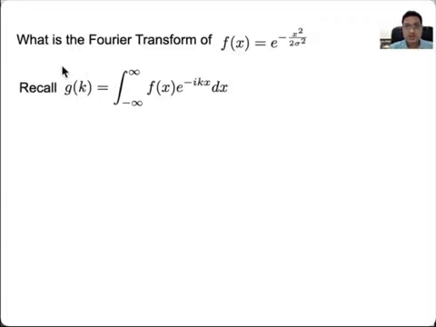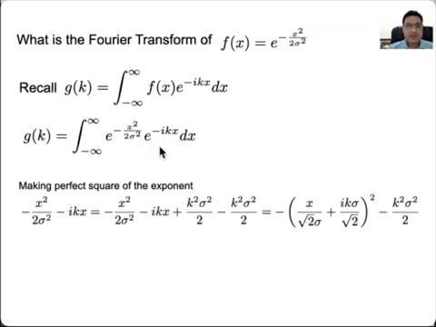Okay, so this is the definition of your Fourier transform. We know the value of f of x, so we can substitute the value of f of x here. Now I can collect all the exponents. So what I got is minus x square over 2 sigma square minus ikx. Okay, so what I can do is make a perfect square, by adding and subtracting some quantities. You are masters of doing this, so you can verify that once you want to make a perfect square.